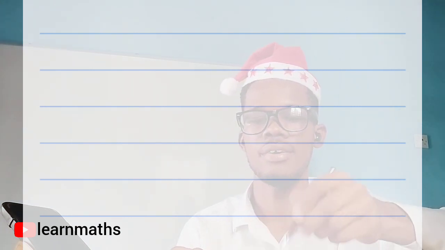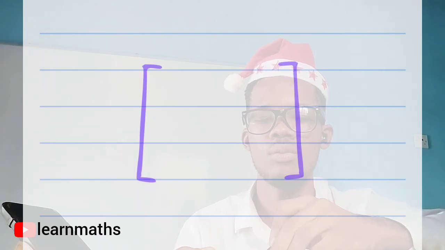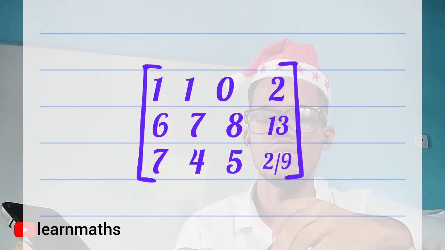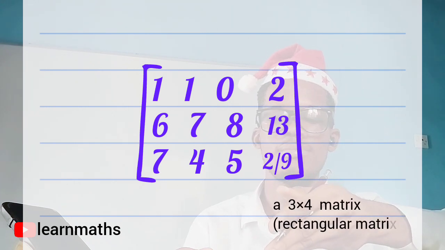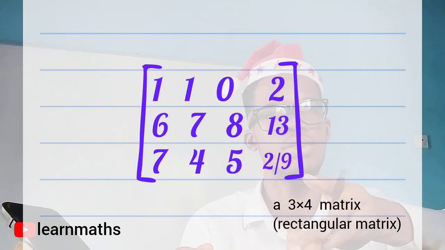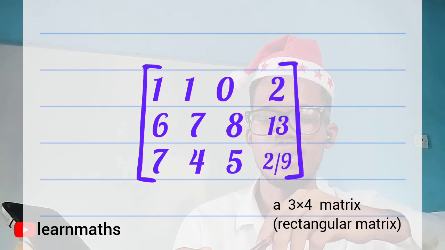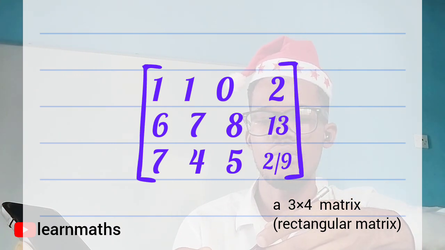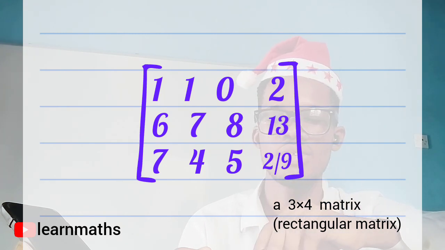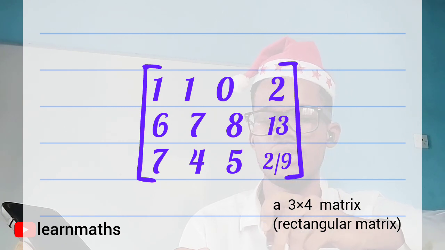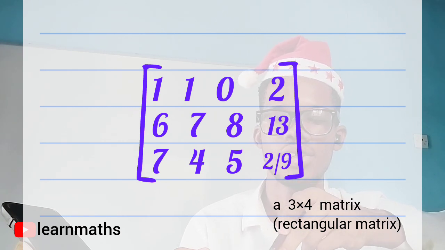Let's look at another example here. We have 1, 1, 0, 2, 6, 7, 8, 13, 7, 4, 5, then a fraction 2 over 9. What kind of matrix is this? What is it going to be denoted as? Let's see how many rows and columns we have. We have just 3 rows. The first row is 1, 1, 0, 2. The second row is 6, 7, 8, 13. The third row is 7, 4, 5, then the fraction 2 over 9.